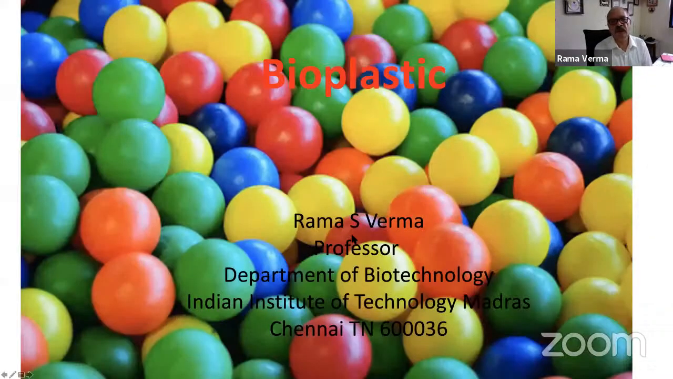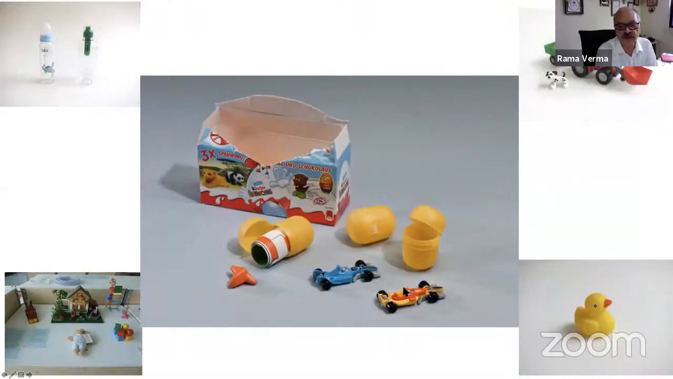If you see this, I think most of the children have played with these balls when they are very young. Starting from the playing age of around 2 or 3, everything is made of plastic. Plastic bottles for milk, toys, some of the playing areas, everywhere plastic is there in your life from the start. Plastic has invaded our life from the beginning. We like to watch them, we like to play with them, and most of our objects are made of plastic, whether small or thin.